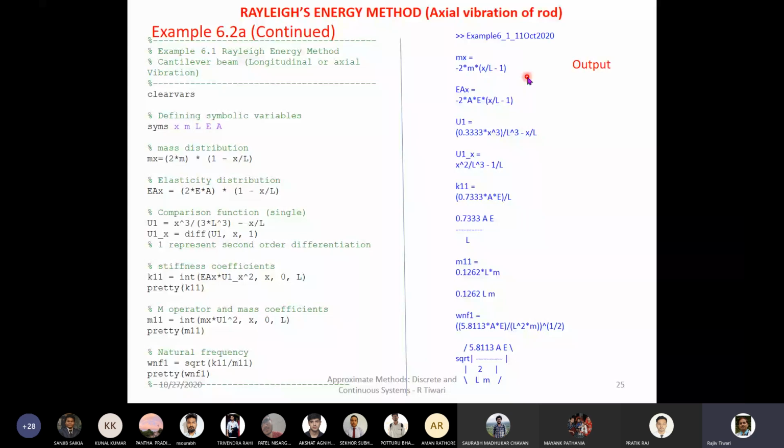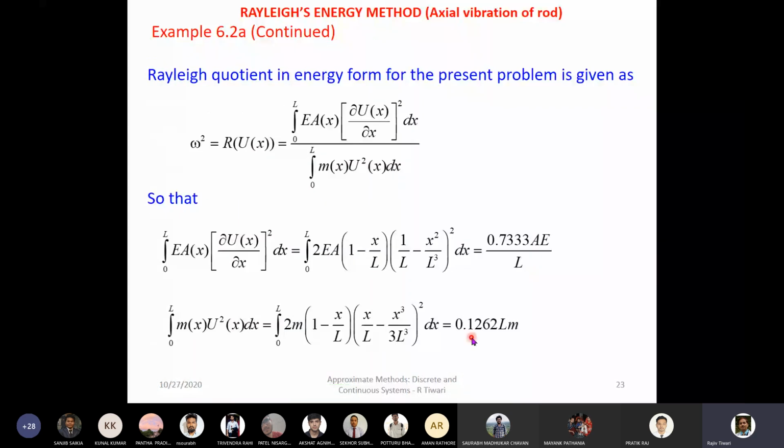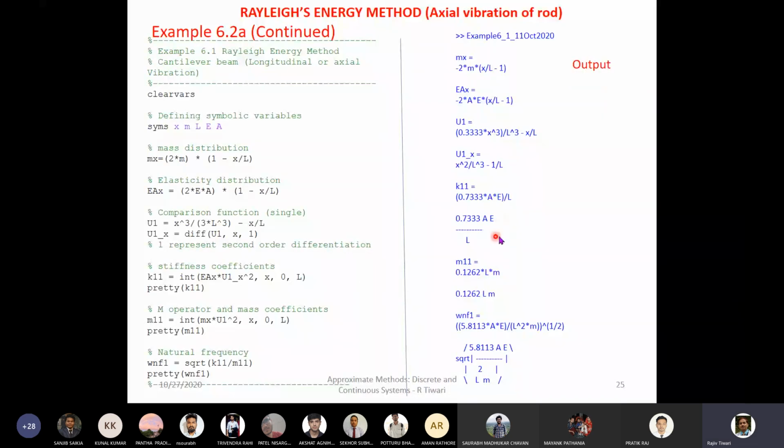So m x variation, E x variation, u1, this is the comparison function, derivative of that. This is the kinetic energy term which we got previously. This one, we got from the kinetic energy, this from potential, the ratio, and then we take the square root. So this is just code.